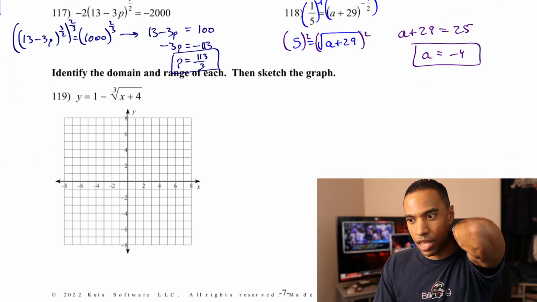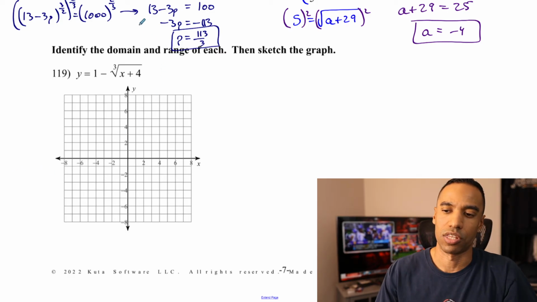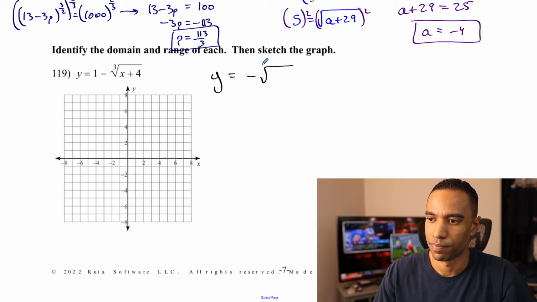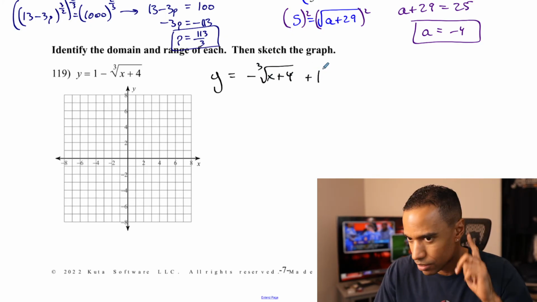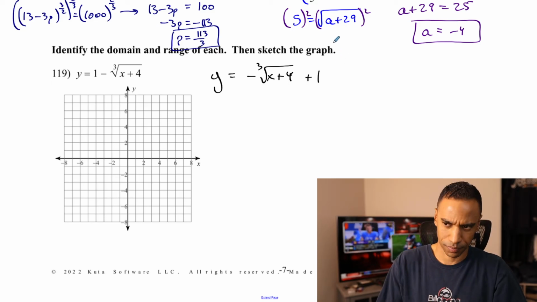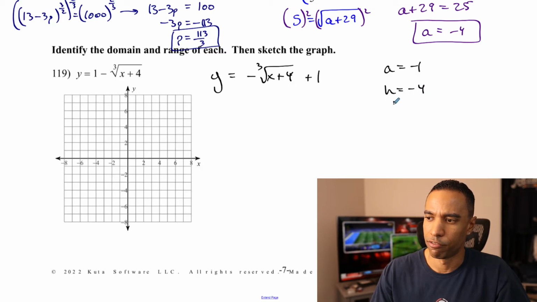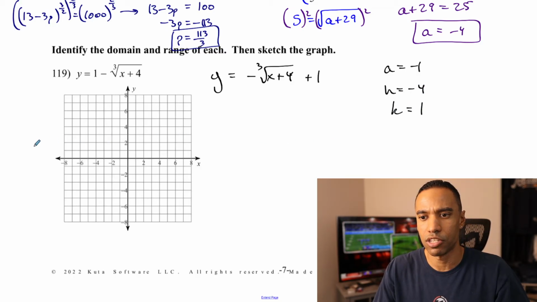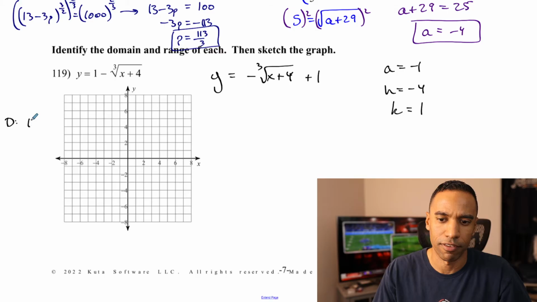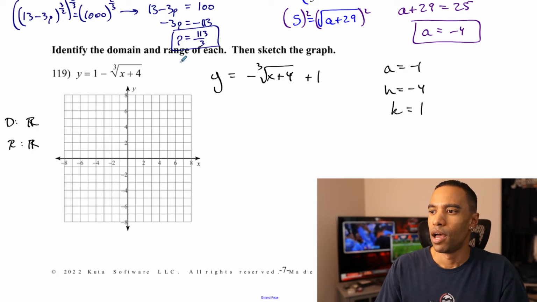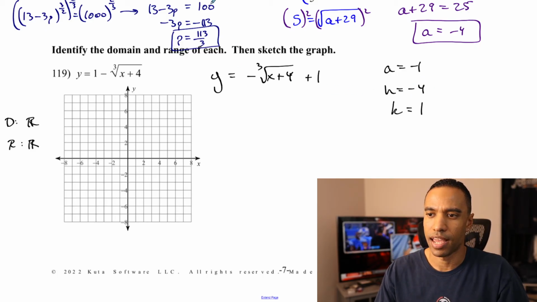Identify the domain and range of each, then sketch the graph. Well, first I'd like to kind of write this in its graphing form, at least in my head, how I see graphing form right there. My A is -1, my H is -4, my K is 1. By the way, they're asking for domain and range. This is a cube root graph. It'll be all real numbers and all real numbers for these guys right here. They go forever, left, right, and up, down. My HK is -4, 1.